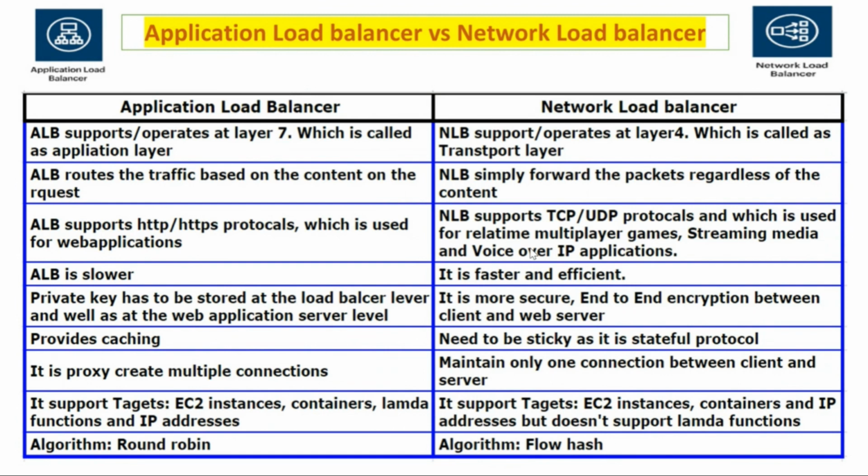When it comes to the application load balancer, it supports multiple targets: EC2 instances, containers, Lambda functions, and IP addresses. Whereas the network load balancer supports EC2 instances, containers, and IP addresses, but doesn't support Lambda functions. And the application load balancer and network load balancer have certain algorithms. ALB will follow the round robin algorithm, and NLB will follow the flow hash algorithm. So these are the major differences.